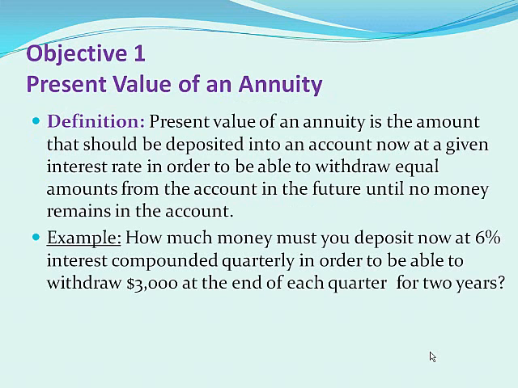Objective 1, present value of an annuity. Present value of an annuity is the amount that should be deposited into an account now at a given interest rate in order to be able to withdraw equal amounts from the account in the future until no money remains in the account. This is a typical example. How much money must you deposit now at 6% interest compounded quarterly in order to be able to withdraw $3,000 at the end of each quarter for 2 years?